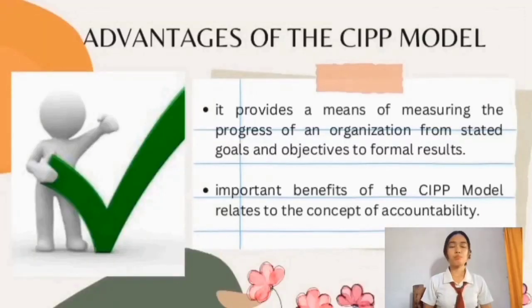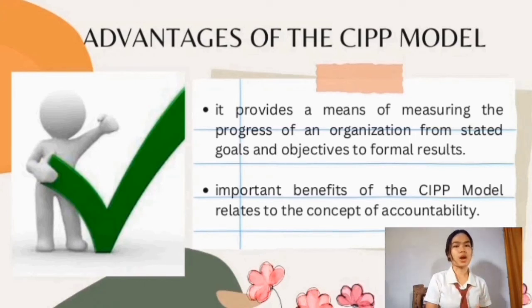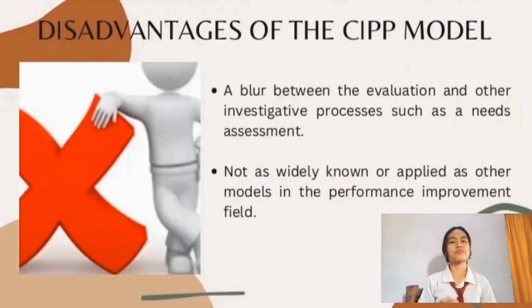So let's move on to the advantages and disadvantages of the CIPP model. The advantage of the CIPP model is that it provides a means of measuring the progress of an organization from stated goals and objectives to formal results. An important benefit of the CIPP model is that it relates to the concept of accountability. While the disadvantages of the CIPP model are a blur between evaluation and other investigative processes such as needs assessment, and it is also not as widely known or used as other models in the performance improvement field.